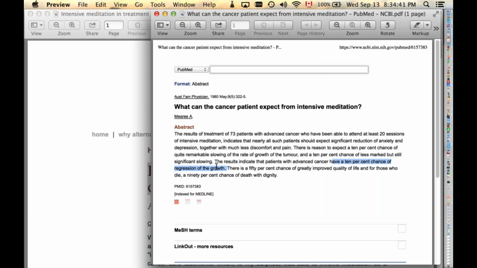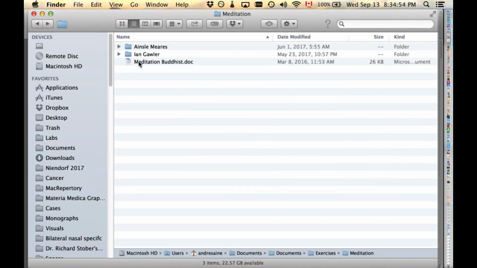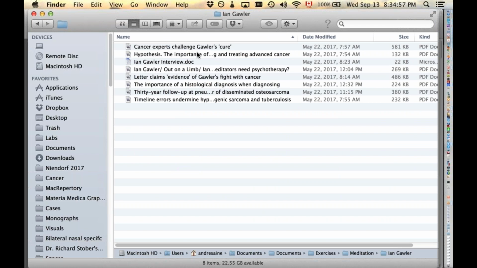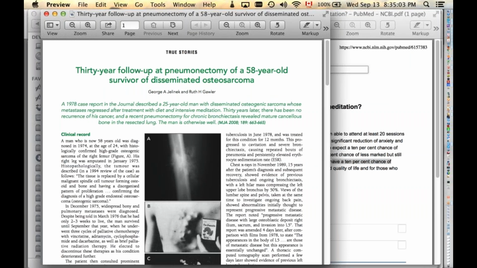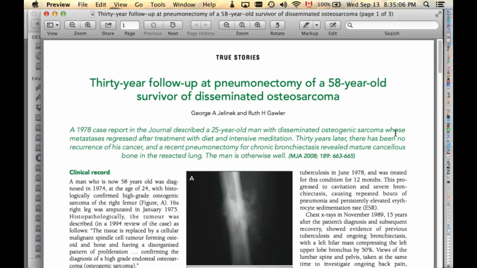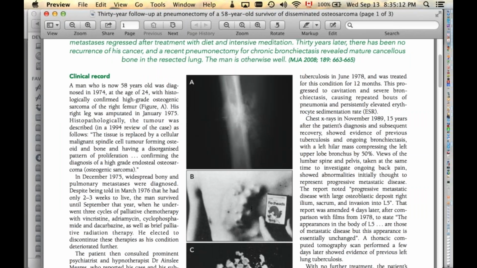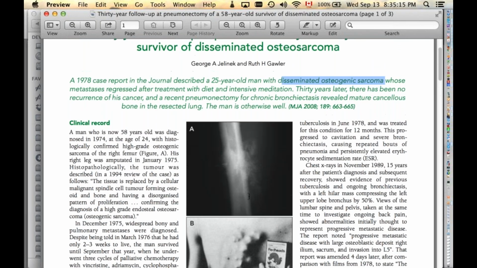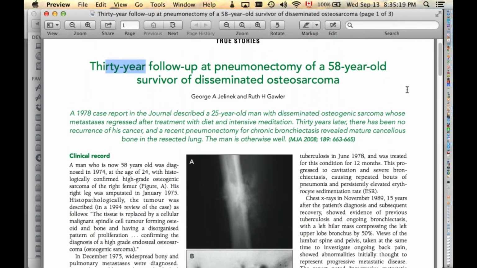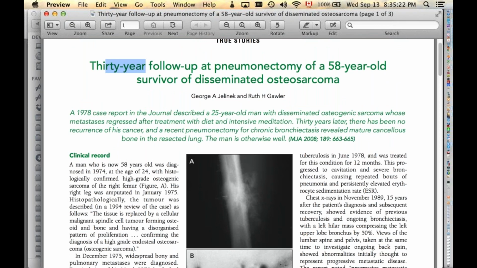And there's another paper that says even better. They have partial regression and 10% complete regression. And we're talking about advanced cases. I'll show you one of an advanced case. Like this one. Here is a patient with sarcoma, like osteogenic sarcoma, that had spread to the chest. Look at this, spread to the chest. And here is a 30-year follow-up. And he did it with intensive meditation, diet and meditation.